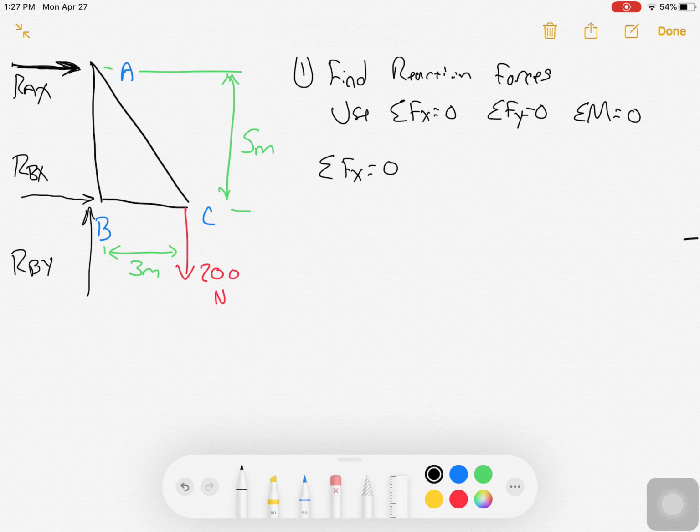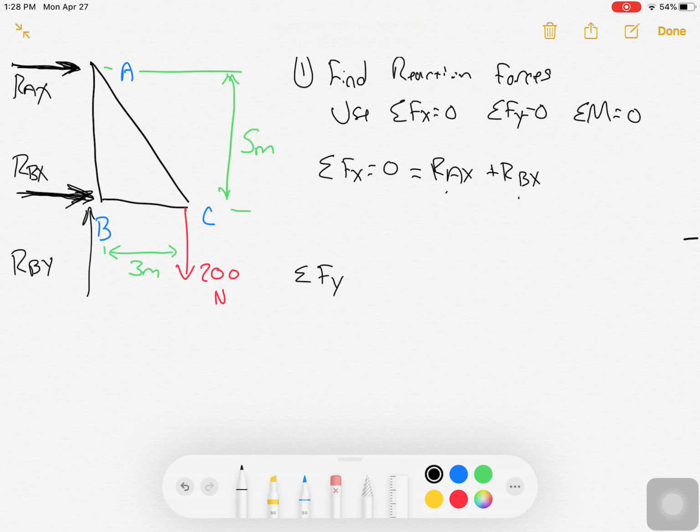RAX, and it's going to the right, so we'll keep it positive. So RAX, plus RBX, and it's also going to the right, so we'll keep it positive. Now I have two unknowns. I have both RAX and RBX, so I can't do anything with this one yet. So let's move on to the next one. I'll leave myself a little bit of room there so I can come back to it.